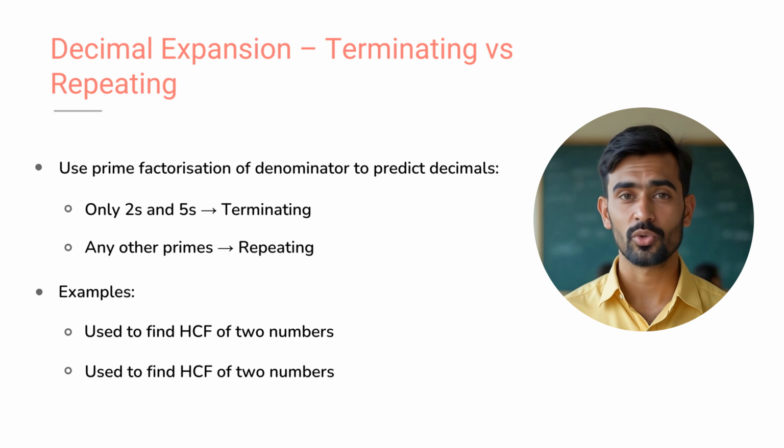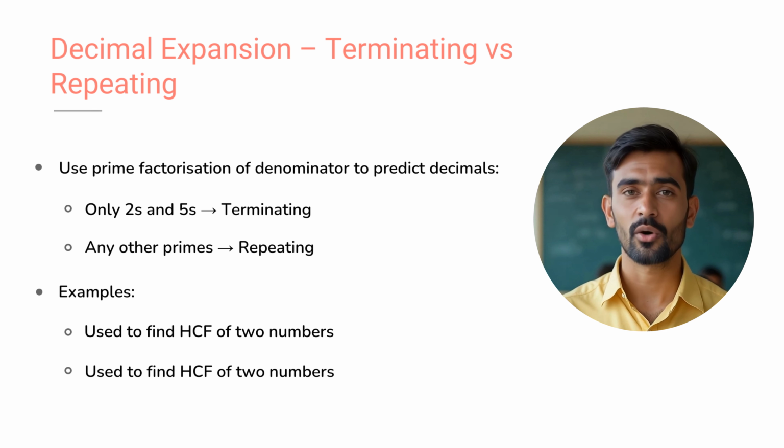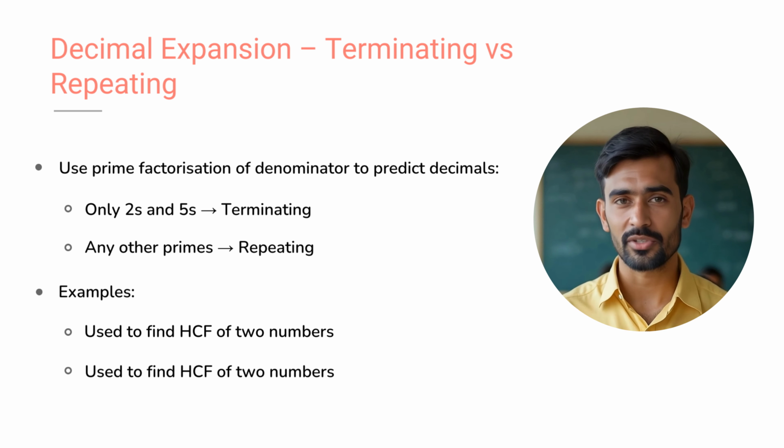Here's something cool. The fundamental theorem of arithmetic doesn't just help with factors. It also helps you predict how a decimal number behaves. Here's the trick. If the denominator of a rational number has only 2's and 5's in its prime factorization, the decimal will terminate, it ends. But if the denominator includes any other prime, like 3 or 7, the decimal becomes non-terminating but repeating.